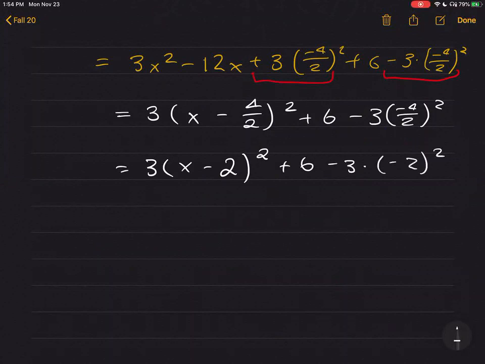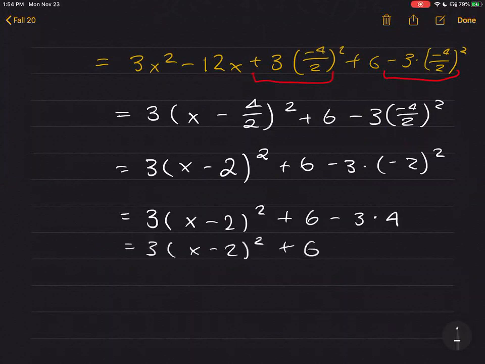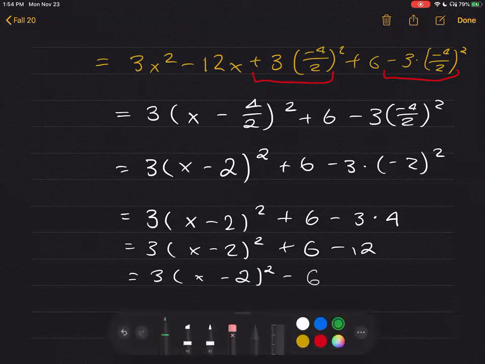And then we get 3x minus 2 squared plus 6 minus 3. Negative 2 times negative 2 is positive 4. So we'll get that. And then a couple more steps. 3 times 4 is 12. And then lastly, if you subtract 12 from 6, negative 6. And so this is the correct answer. Hooray.